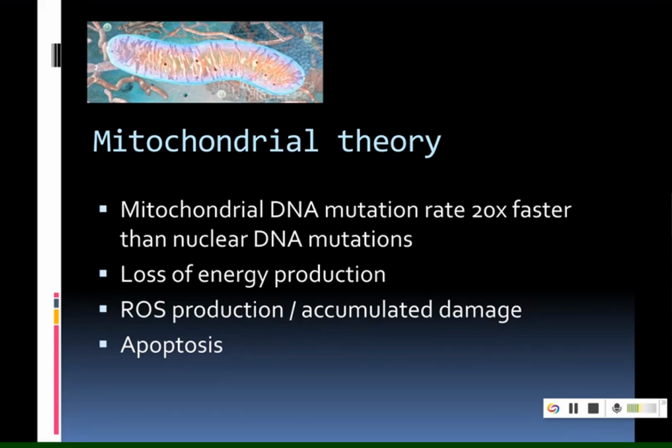One of the other points on the mitochondrial theory is that reactive oxygen species, ROS, oxidant injury also increase, and as a consequence there's an increase in accumulated damage, particularly with proteins that start to cross-link or are damaged and become dysfunctional. This leads to an increased susceptibility to cell death and programmed cell death called apoptosis.